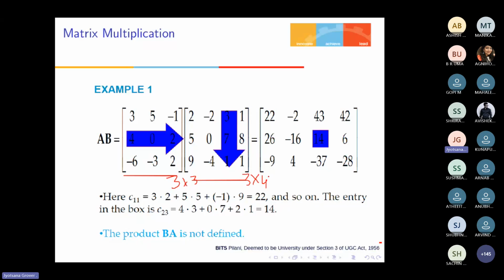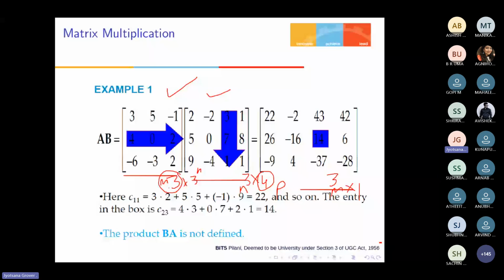So the resultant matrix has to be 3 cross 4. Resultant means the answer matrix. So this is your M, M is 3. This is your N, N is 3. So same, the number of columns in A is the same as the number of rows in B, which is 3. And P is 4. So here the result will be M cross P, 3 rows and 4 columns.